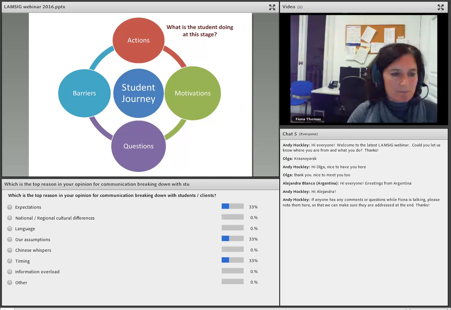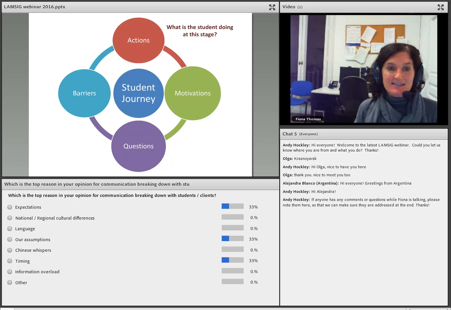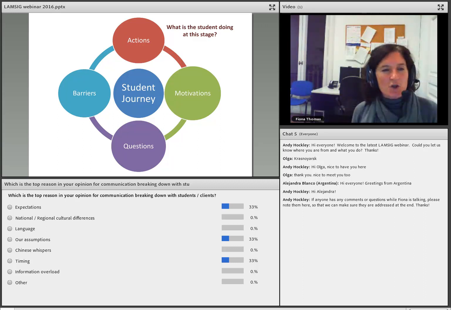Now, what do we mean by this? What we mean by actions is, what is the student or the client doing at this stage? Let's take as an example the first stage, which is before a student or a client has signed up for a course with you. So what is the student doing at that stage? What's the client doing at this stage?